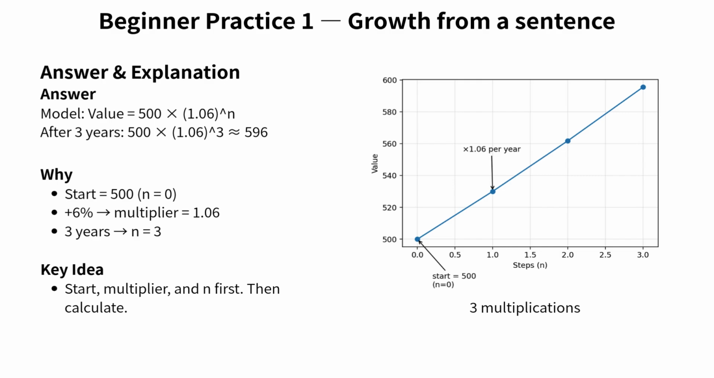1.06 times 1.06 is about 1.1236. Multiply by 1.06 again to get about 1.191. Now multiply by 500. That's about 595.5. So the population is about 596 after 3 years. The main SAT habit is this: label start, multiplier, and n first, then do the math.